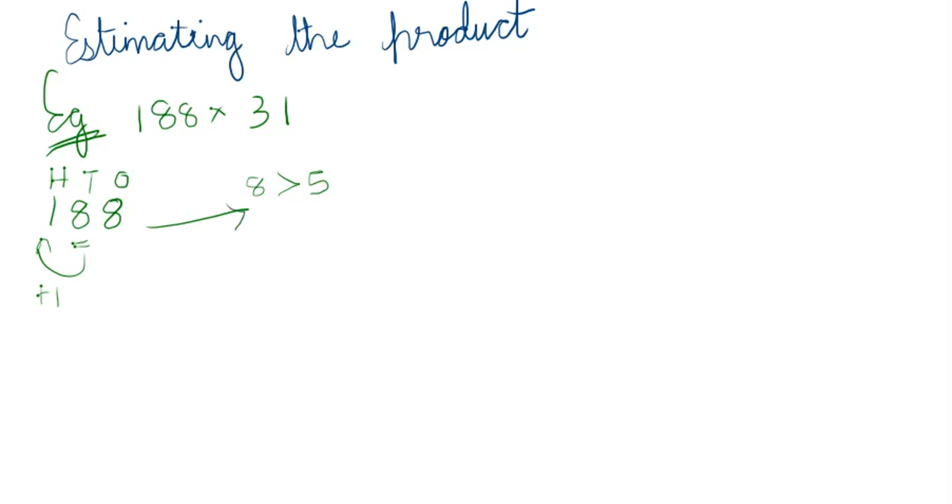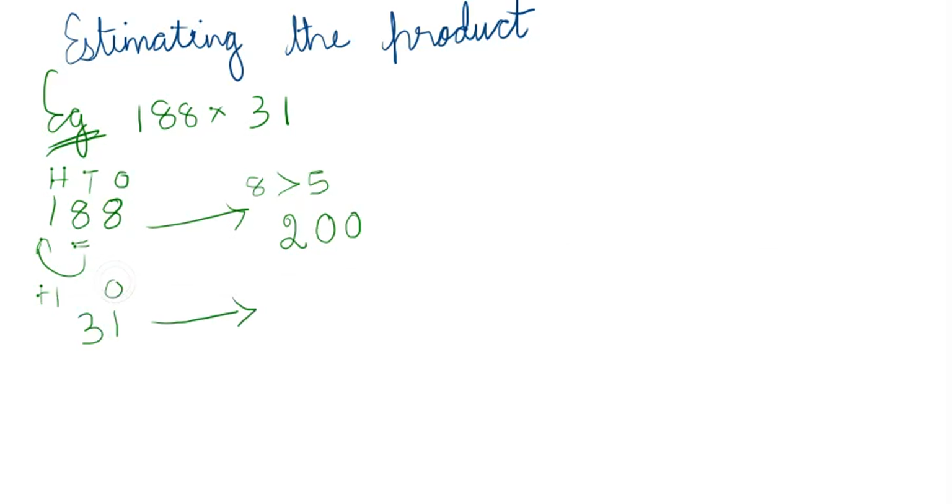So the number will be rounded off to 2, and these two, your tens and the ones place, will be replaced by 0. So your 188 is rounded off to 200. Moving on to your second number, 31.